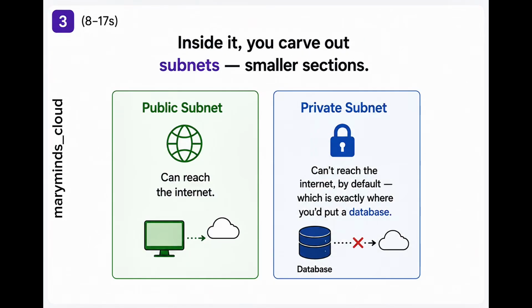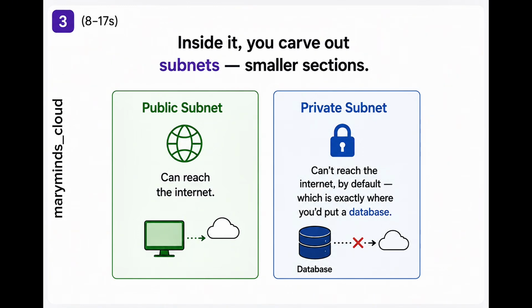Now let me explain subnets. Imagine your floor has different rooms. Instead of putting everything in one room, you organize it. That's exactly what subnets do. A subnet divides your VPC into smaller sections. AWS gives us two major types. A public subnet can communicate with the internet. That's where you usually place the web servers, load balancers, bastion hosts, basically everything users need to access.